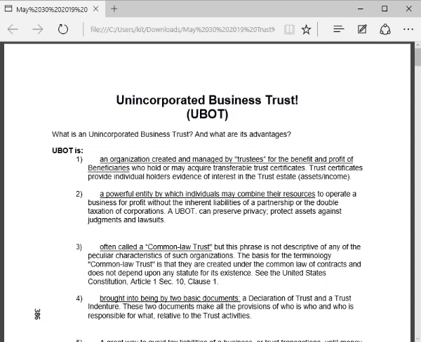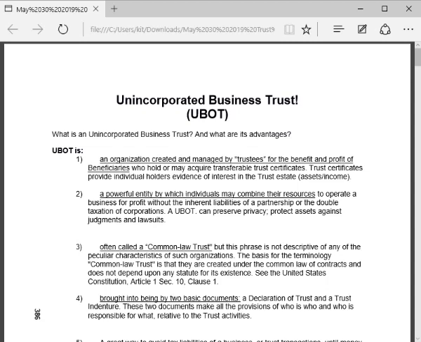A UBOT can preserve privacy and protect assets against judgments and lawsuits. 3. Often called a common law trust, but this phrase is not descriptive of any of the peculiar characteristics of such organizations. The basis for the terminology common law trust is that they are created under the common law of contracts and do not depend upon any statute for their existence. See the United States Constitution, Article 1, Section 10, Clause 1.